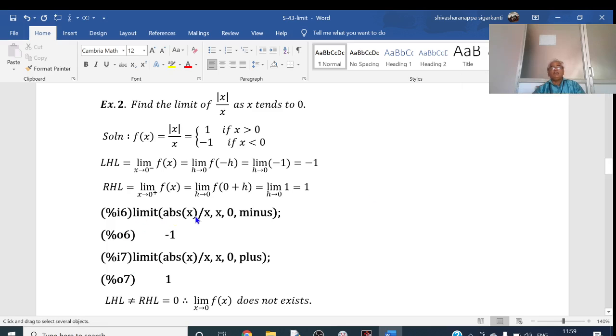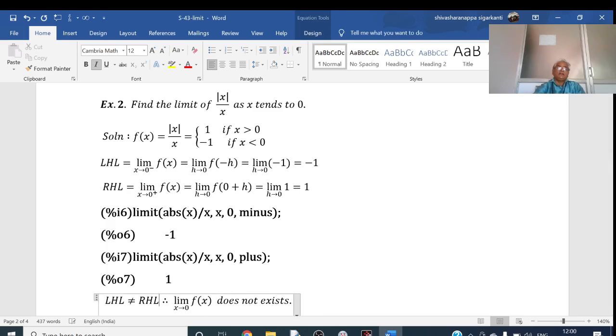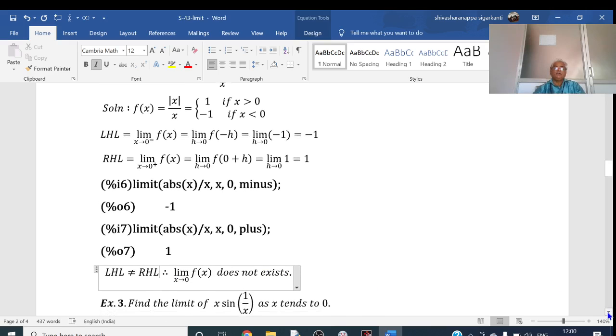Limit of |x|/x as x tends to 0 minus, and limit of |x|/x as x tends to 0 plus. Here we are getting minus 1, and here we are getting plus 1. The left hand limit is not equal to the right hand limit, therefore the limit of f(x) does not exist.